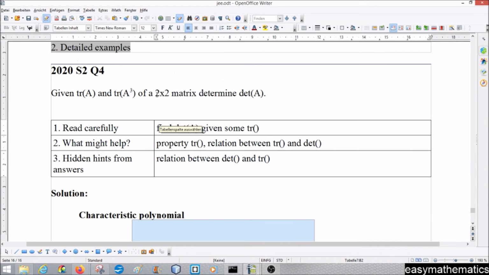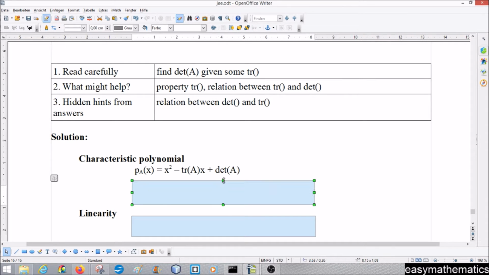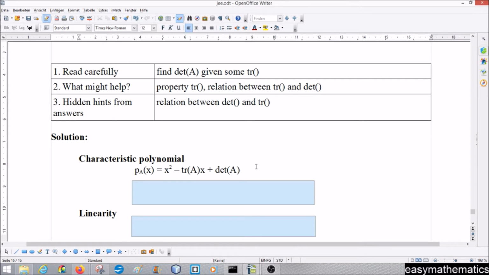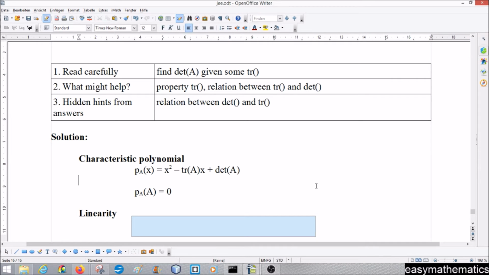And first of all, here we talk about a 2 by 2 matrix, and we should know that the characteristic polynomial of a 2 by 2 matrix can be written as x squared minus trace of A times x plus determinant of A. And this is our relationship between determinant and trace via the characteristic polynomial. And also, what is very important here is, if we evaluate this polynomial at the matrix A, we get 0. So in other words, A is a 0 of the characteristic polynomial. It's a property you should know about. If not, please make sure you check this out.